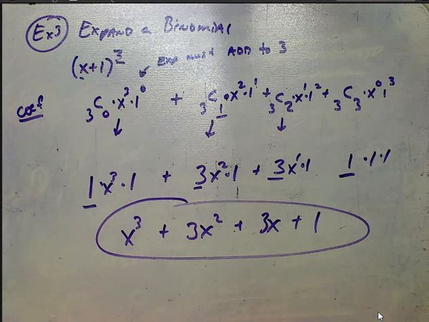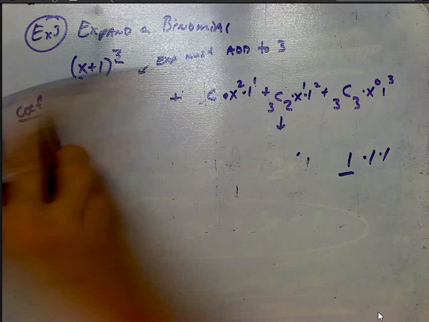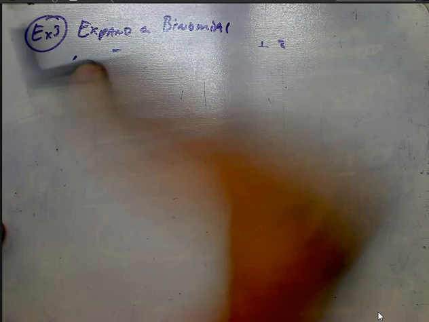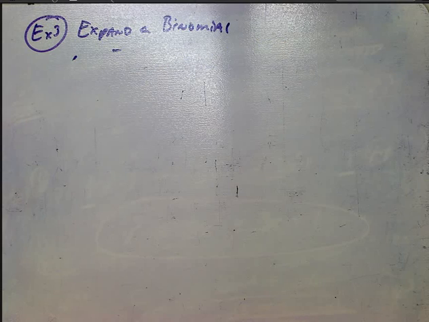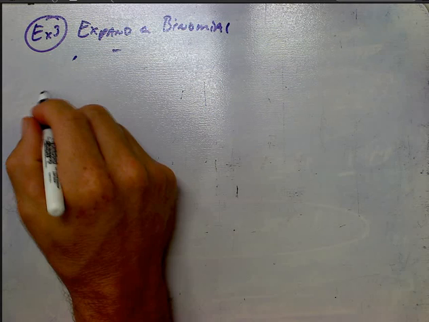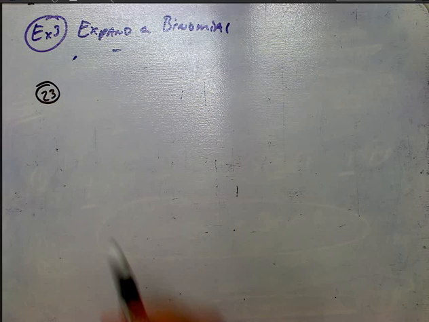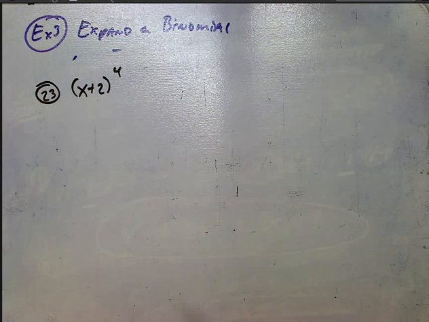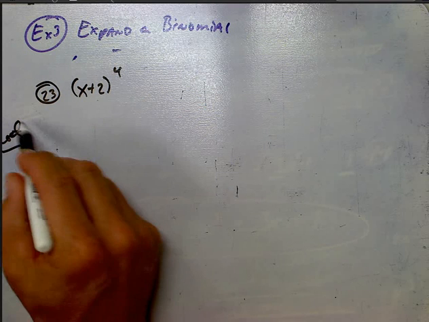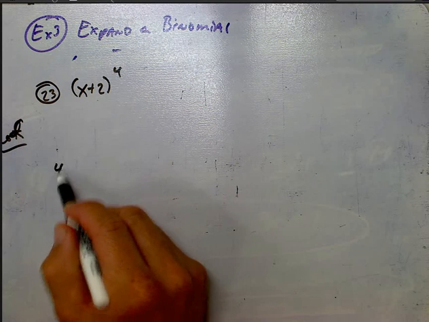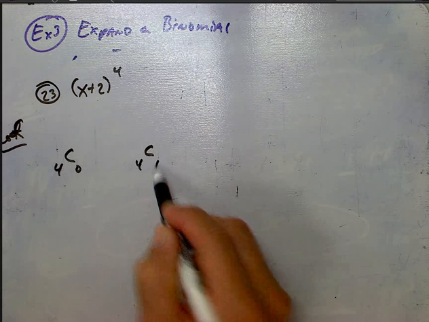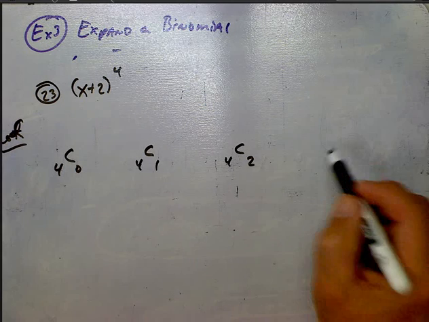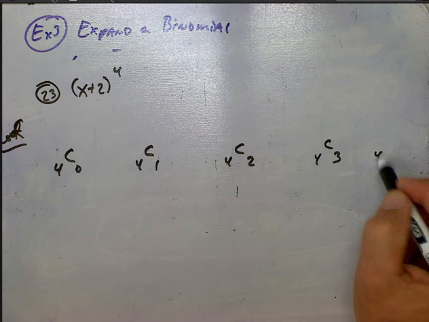Let's go ahead and do another one together. Let's do number 23 out of your assignment, which says (x + 2) to the fourth. So let's start with the coefficients. It would be 4c0, 4c1, 4c2, 4c3, 4c4.